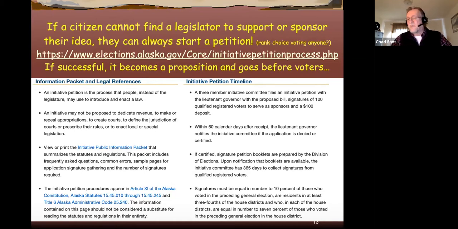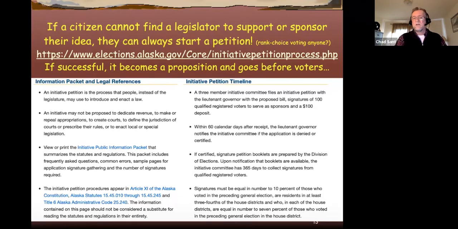There are certain rules that have to be followed, and it is the duty of the Lieutenant Governor of Alaska and their office to make sure that you follow those rules if you choose to get something onto a ballot. If it is successful, it becomes a proposition, or sometimes they call them ballot measures, and they put those on the first convenient election. If it's statewide, then the first convenient statewide election. If it's local, then it would be the first municipal election that they have, and it goes before the voters, and it is supposed to be followed.